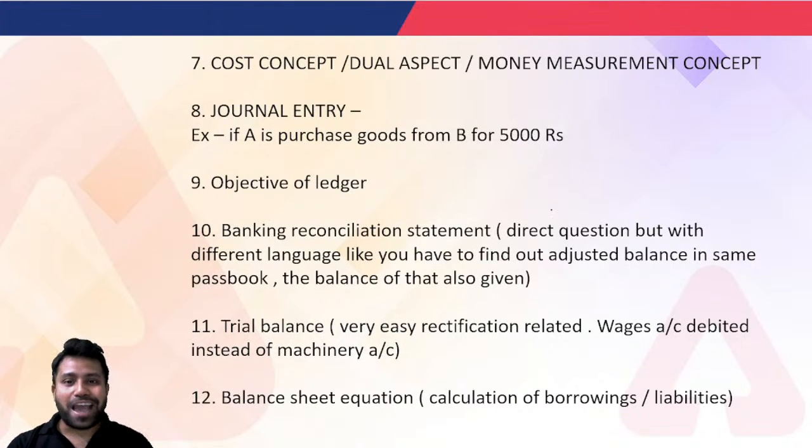Now the another one is the cost concept, dual aspect concept, money measurement concept. If I talk about the third shift of the accounting paper, I think, if I'm not wrong, as per the data I just received, there were two questions for the cost concept, right? So cost concept, dual aspect, money measurement concept also appeared in your examination. And these kinds of questions we actually discussed, right?